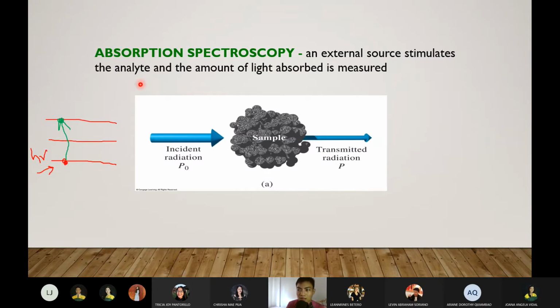So what happens kapag na-excite yun? Mapapansin nyo, yung energy nagagamit to make the electrons excited. So ibig sabihin nun, onti na lang yung tatagos na light when it passes through the sample. Kasi nga, some of that light energy is used to excite the electrons. So as a result, onti na lang yung tatagos doon. Okay? So ginagawa natin dito is that we compare the transmitted radiation or the transmitted light.